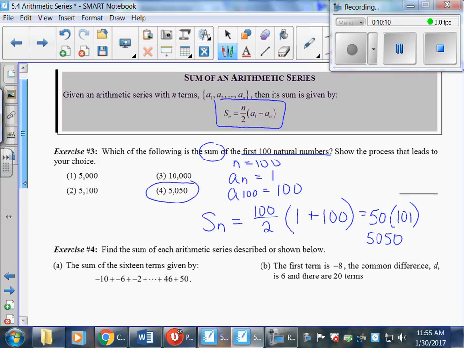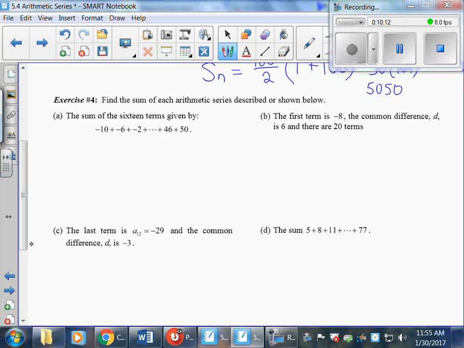Okay, moving on to 4. Find the sum of each arithmetic series described. So we know it's an arithmetic series, kind of important here. Described below, because this is for arithmetic sequences and series that we are talking about. The sum of the 16 terms, so we know 16 terms are given by this. So what do we know? We know that a sub 1 is negative 10. That's our first term right here. We know our last term here, so we know a sub 16 is 50 because it's the 16th term, and n is equal to 16 because it tells us it's 16 terms.